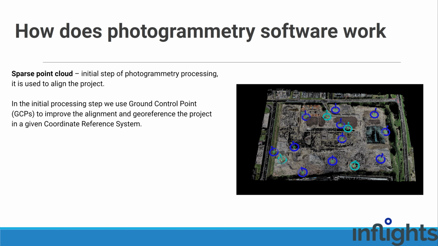In this processing step, we use ground control points and sometimes manual control points to improve alignment and correct georeferencing of the project in a selected coordinate system. The alignment process is the most important step in processing photogrammetry data. It directly impacts the quality of the final results.